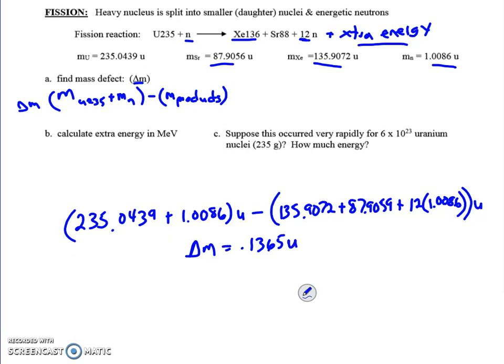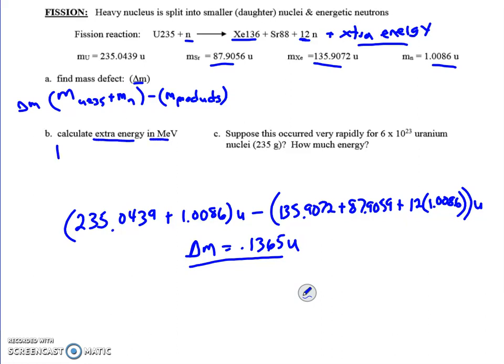0.1365 atomic mass units. Okay, so every time you split a U-235 atom, that's how much mass has been converted into energy. And that's not a lot of mass, but if you do that with enough nuclei, you can get a tremendous amount of energy. So now let's calculate the extra energy in MeV.